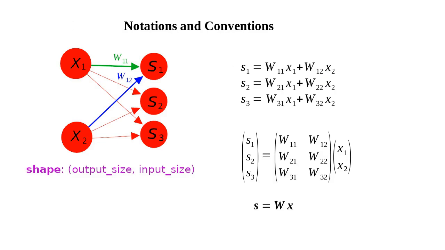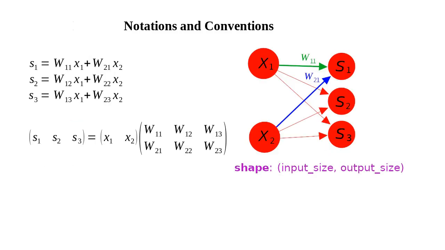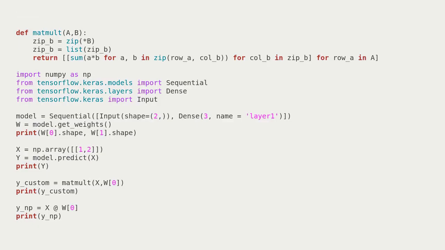For a layer with n inputs and m outputs, the weight matrix can be represented as a matrix of shape M, N, where each row corresponds to a neuron and each column represents an input connection. Alternatively, the weight matrix can be represented as a matrix of shape N, M, where the roles of rows and columns are switched. Let's explore the weight matrix convention used by TensorFlow.